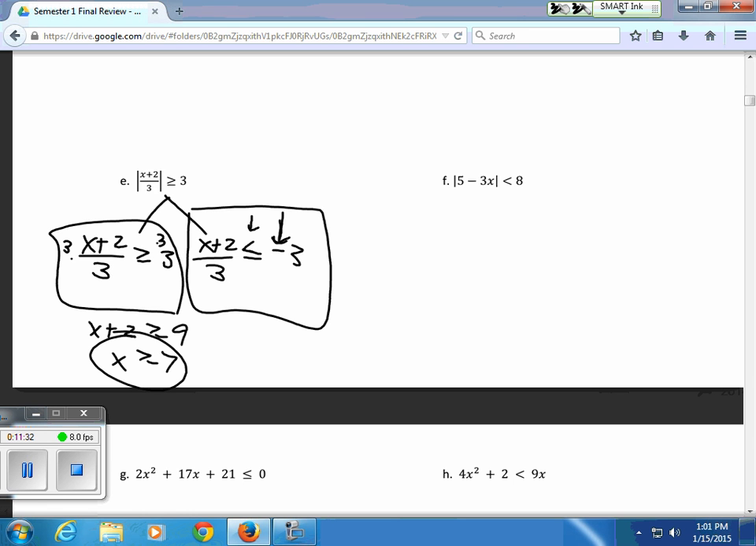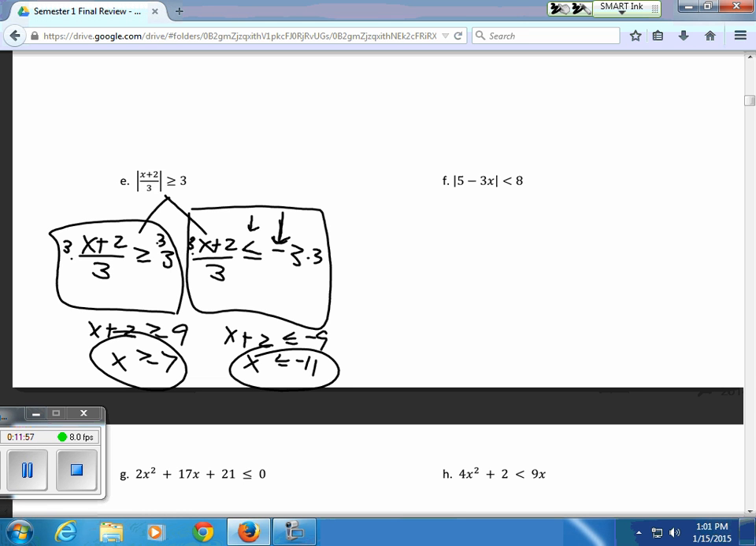And the other part of your answer is over here. Multiply by 3 on both sides. X plus 2 less than or equal to negative 9. Subtract 2 from both sides. X less than or equal to negative 11. And then you could put those both on a number line if you want to see it pictorially. And then the final answer would be from negative infinity to negative 11, union with from 7 to infinity.